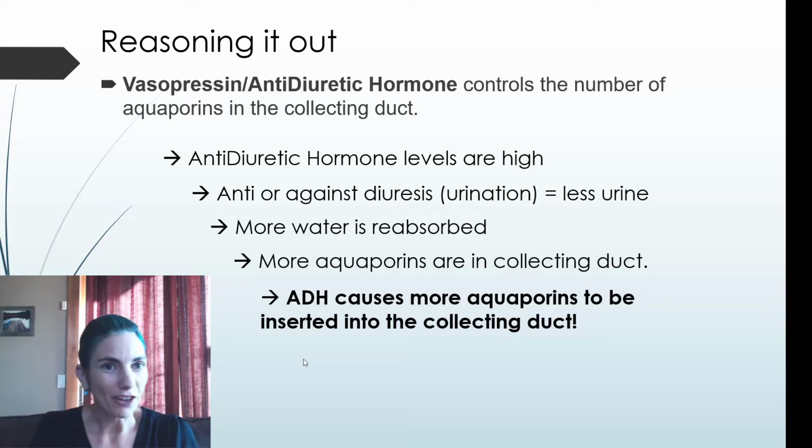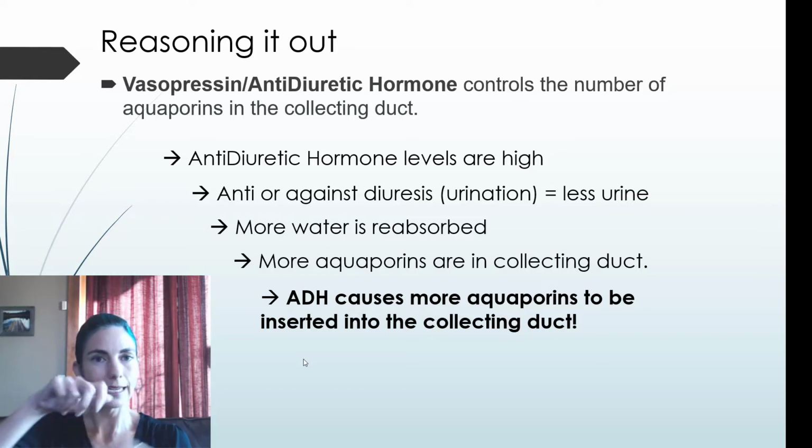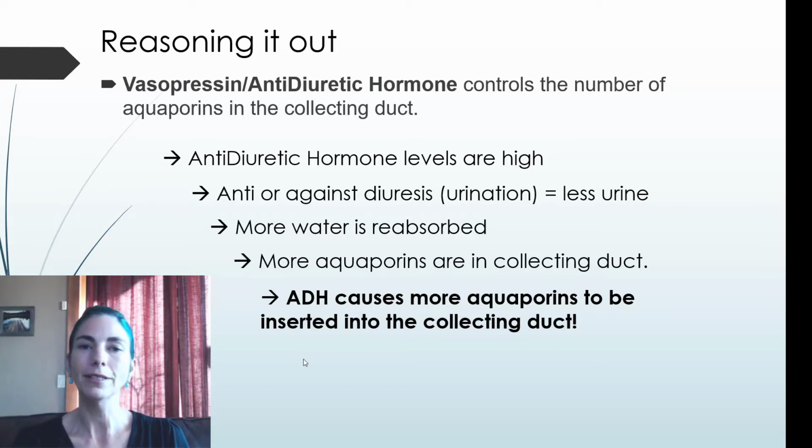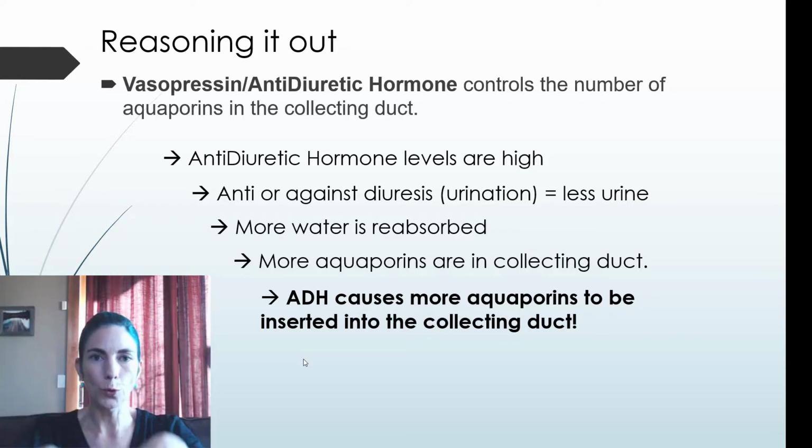What about the converse? In the converse, we have low levels of antidiuretic hormone, and then the collecting duct is going to take out all of those aquaporins, and the water is just going to go down to the bladder. You're going to have less water reabsorption and more urinary volume.